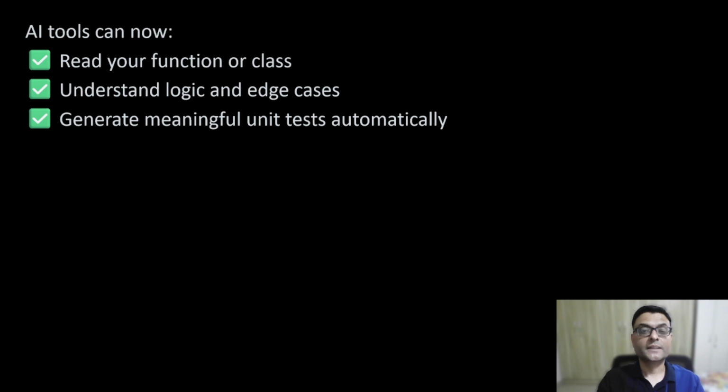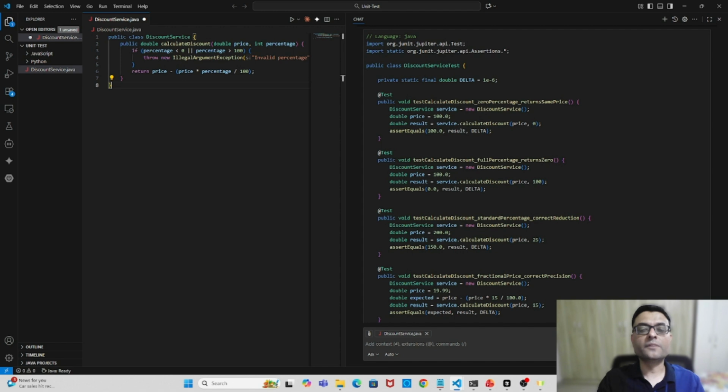Testing ensures that our code works correctly, but writing them manually is repetitive. AI tools can now read your functions or classes, understand logic and edge cases, and generate meaningful unit tests automatically. We'll use this simple function as our test case. It calculates discount on your shopping cart.